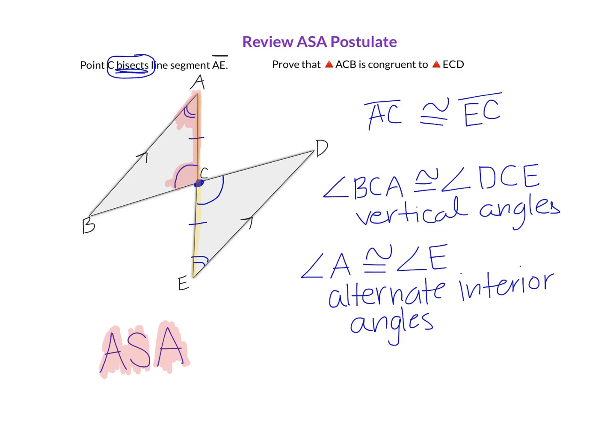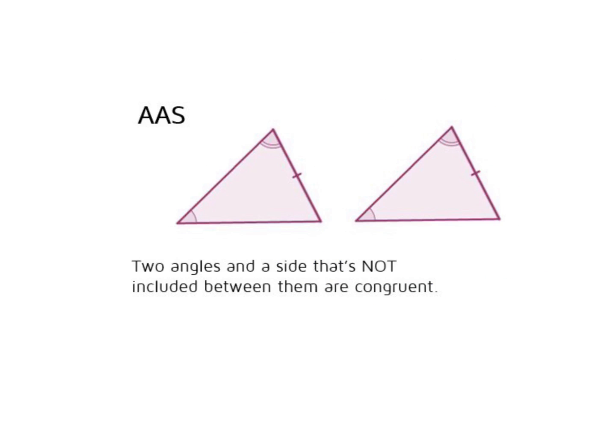This is an informal proof. I'm just going step by step to show you one way that you can prove that triangles are congruent to each other. Okay, let's look at what we're doing today.